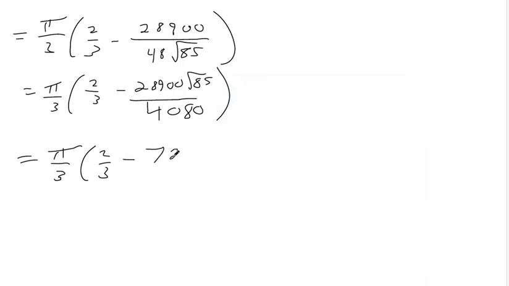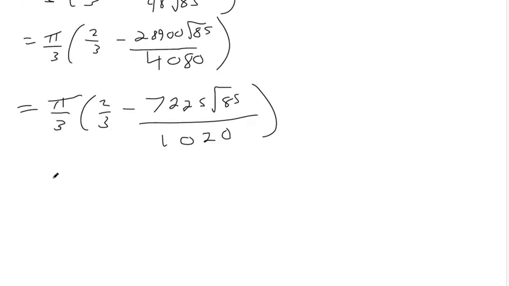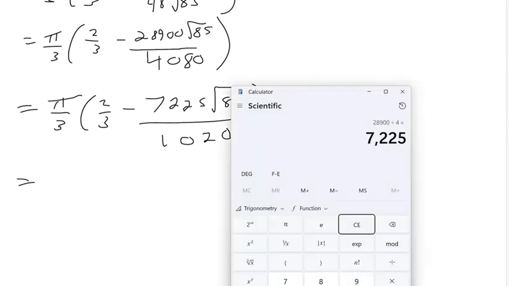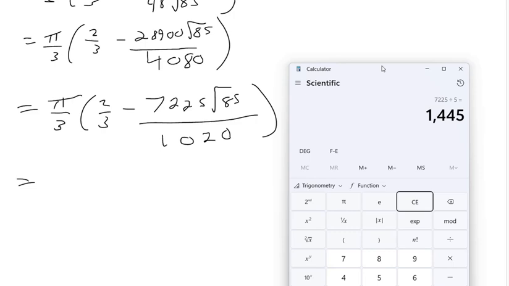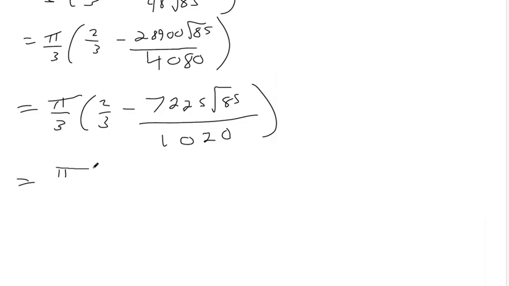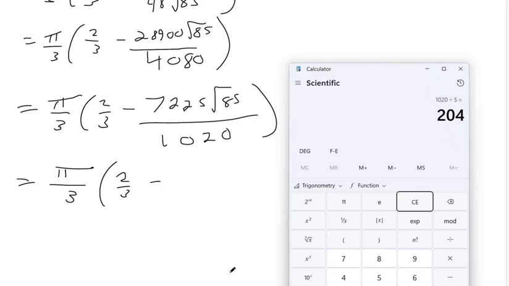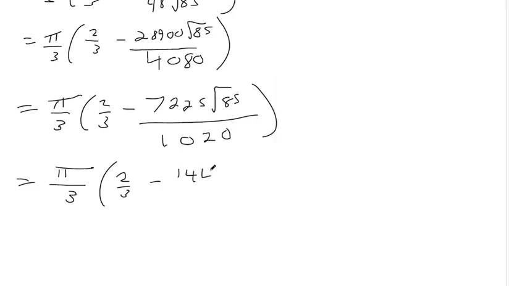So 7,225 square root of 85 over 1020. Now we can divide the top and the bottom by 5. You just use an online fraction simplifier at this point. Okay, so I could, I don't want to keep going, but I will. I'm not going to abandon you now. 7,225 divided by 5, that's 1,445.